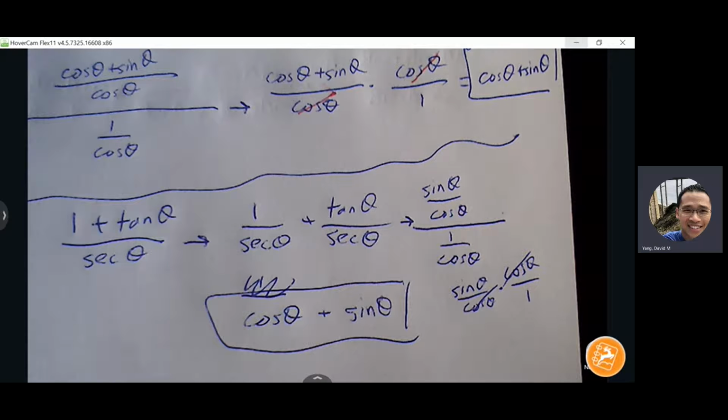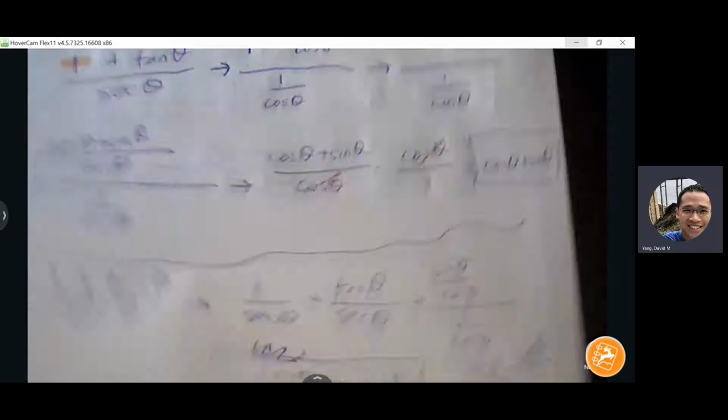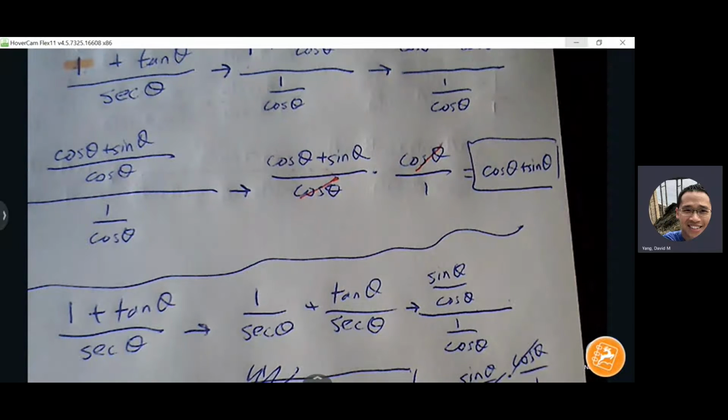All right, let's try number 4. And then we'll go to page 11 because I think 5 and 6 feel familiar because we just find common denominator in terms of sine and cosine. But 4 feels a little different. Let's try number 4.